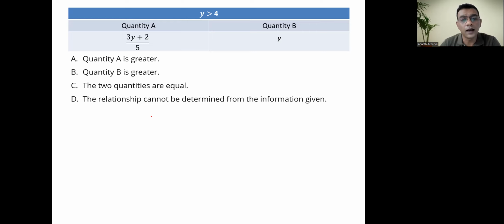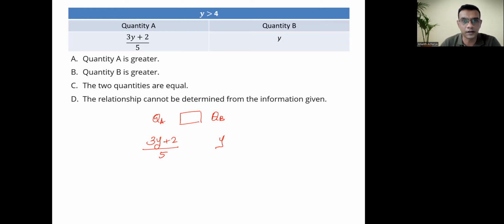So let me say I write quantity A and I write quantity B, right? And I'm supposed to put a sign here which can say greater than, less than, equal to, or can't be determined. Okay, so let me keep this space blank. Now, what is on the left-hand side? 3y plus 2 upon 5. And on the right-hand side, I have a y.